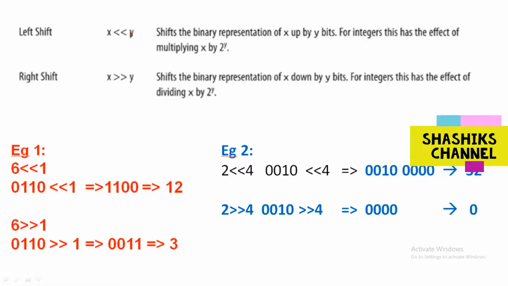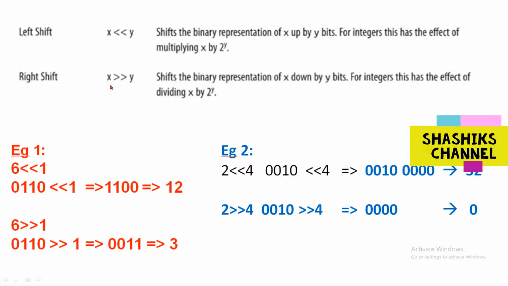X left shifted by Y bits. It means shift the binary representation of x up by y bits. That is, the bits of x would be shifted left by y number of bits. So in integers, the result would be x into 2 power y. When you do left shift operation, result would be x into 2 power y.